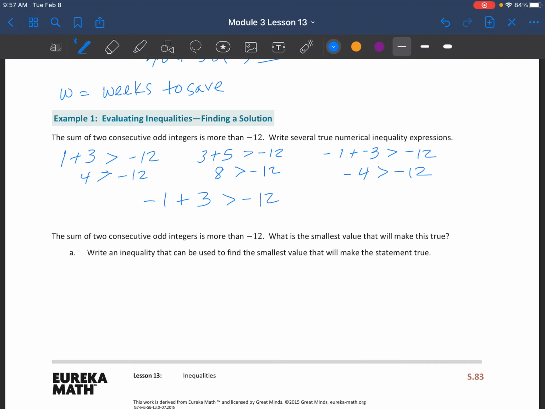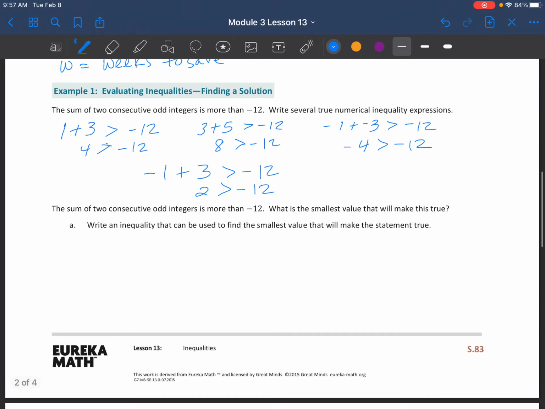Let's try what happens if one's a positive and one's a negative. Let's say negative 1 plus a positive 3. Is that greater than negative 12? So if we have a negative 1 and we add 3, we're going to end up at positive 2. And positive 2 is, in fact, greater than negative 12. Okay? Now, the sum of two consecutive odd integers is more than negative 12, right?